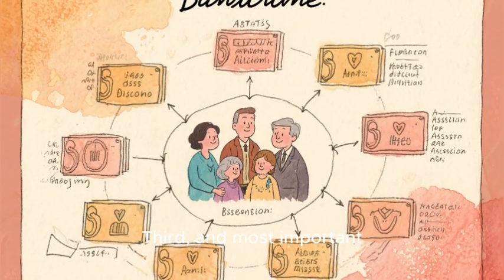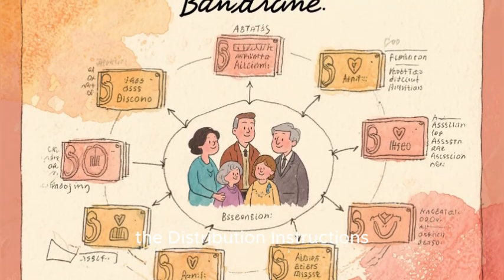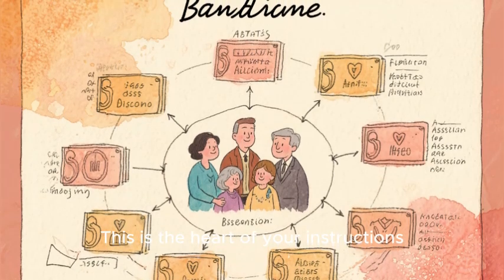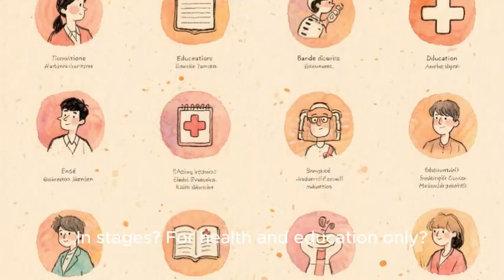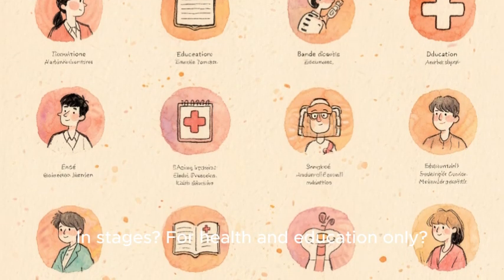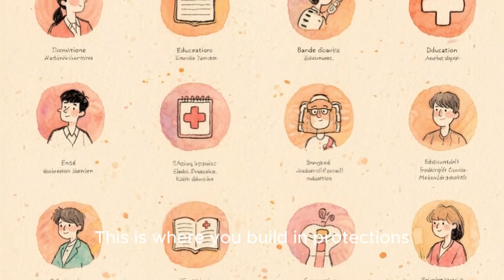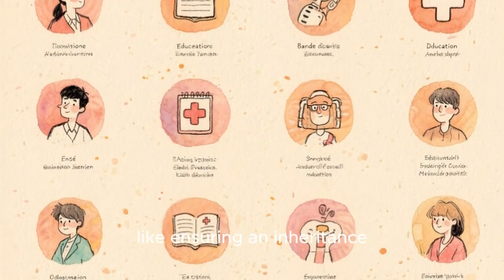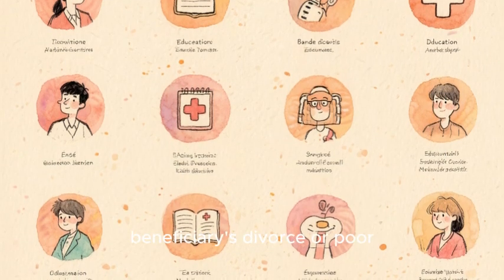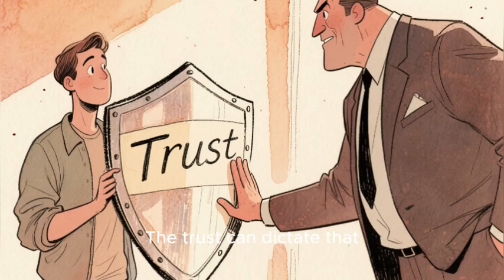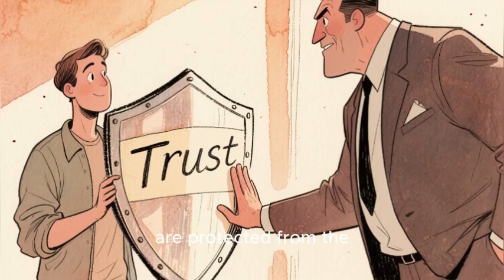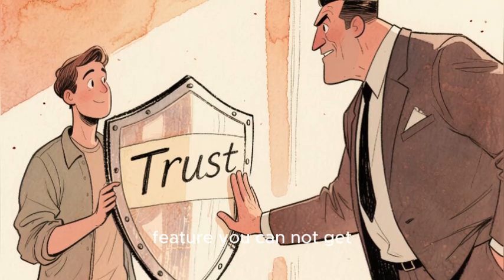Third, and most important, the distribution instructions. This is the heart of your instructions. How do the beneficiaries receive the assets outright? In stages? For health and education only? This is where you build in protections, like ensuring an inheritance isn't lost to a beneficiary's divorce or poor financial decisions. A trust can dictate that distributions are protected from the beneficiary's creditors, a feature you cannot get with a simple will.